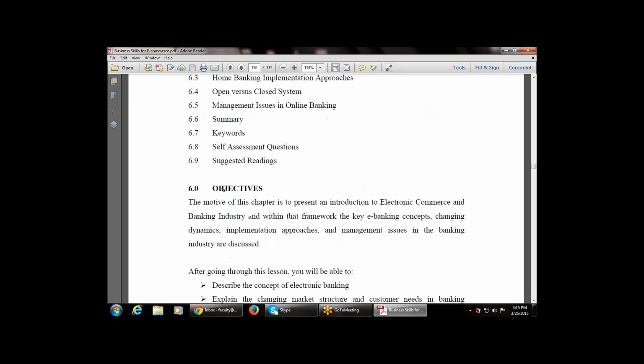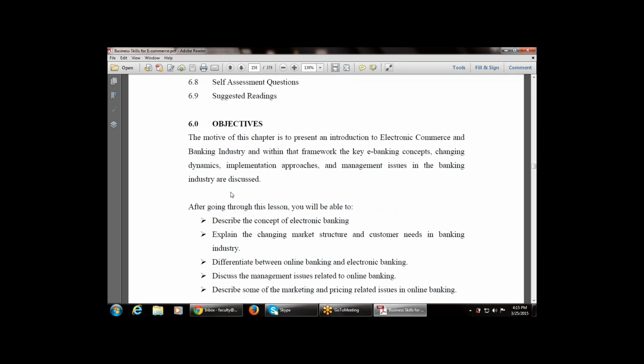So let's start the quick review. First of all, we discussed the objective of this chapter: how e-commerce is related with the banking industry, how everyone is using e-banking, what the e-banking concepts are, what the changing dynamics are, how to implement e-banking, and what the management issues are in this industry. After going through this lesson, we will be able to understand the different concepts of e-banking, the various market structures, the difference between online banking and electronic banking, the management issues related to online banking, and some of the marketing and pricing related issues in online marketing.